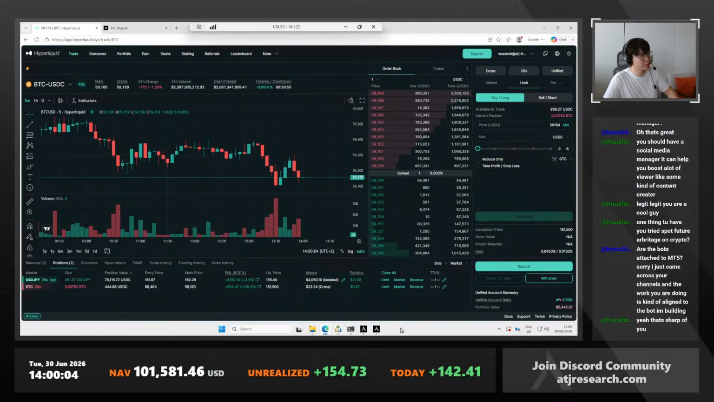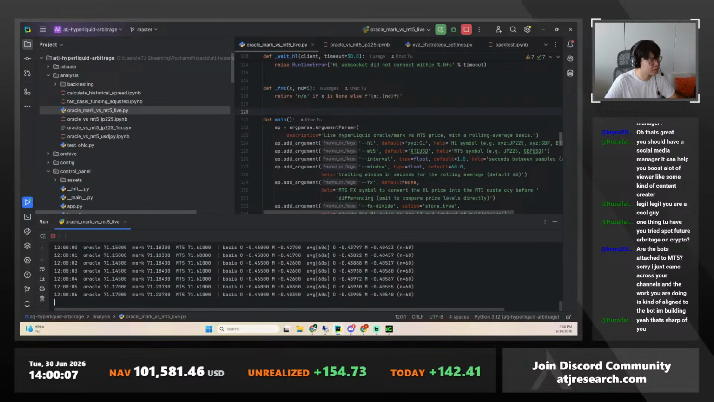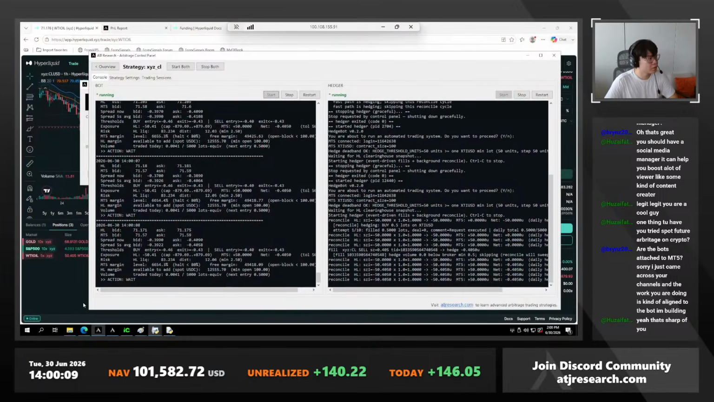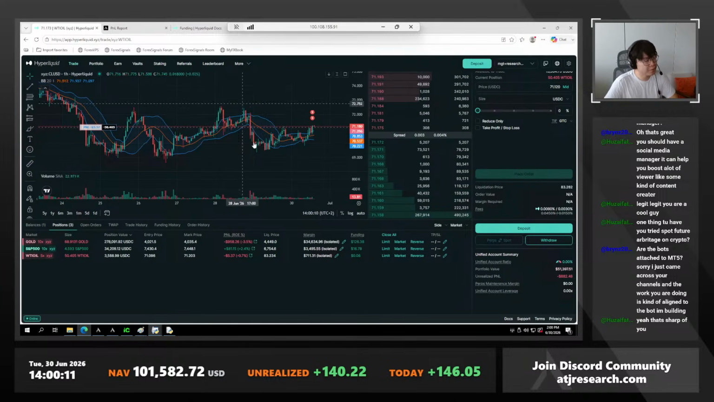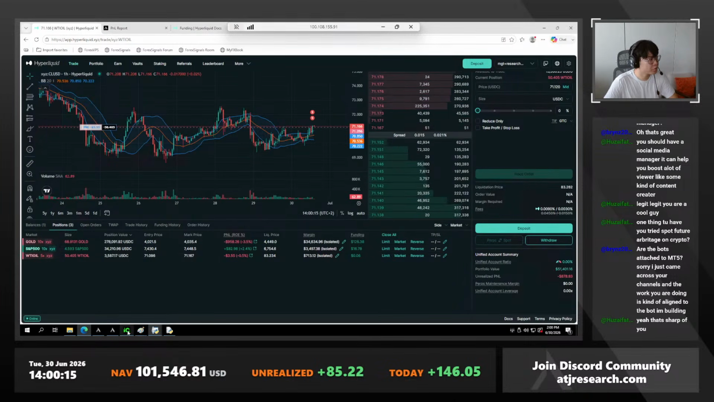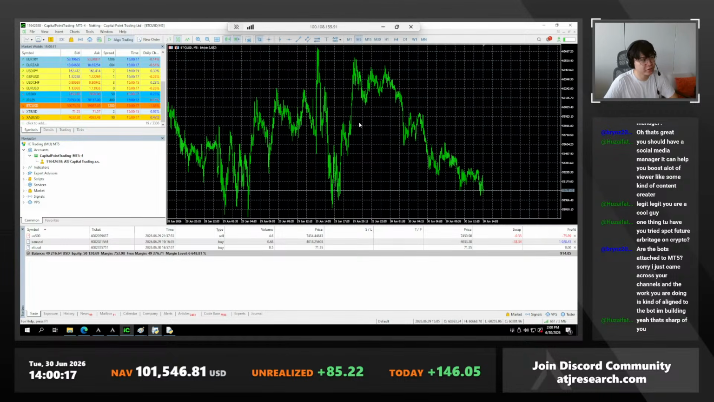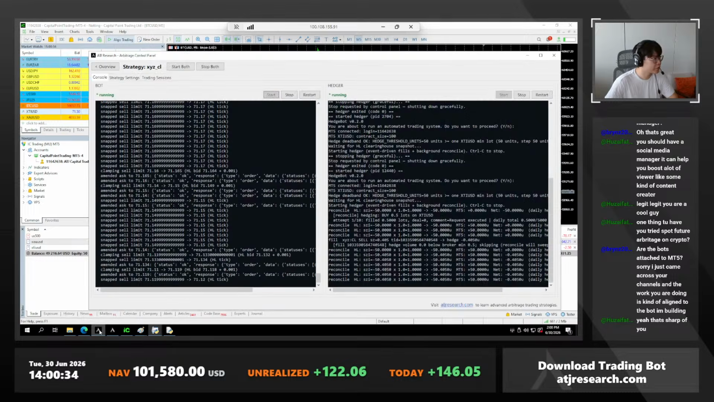So how my bots work is that I'm using the Hyperliquid API to extract market data from Hyperliquid, and I'm also using the Python API from MT5. So my trading bot is able to communicate with these two exchanges, process the data, and generate trading signals, and it is also able to trade on both of these platforms.